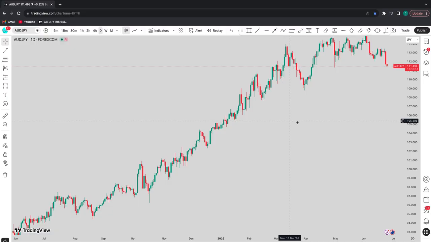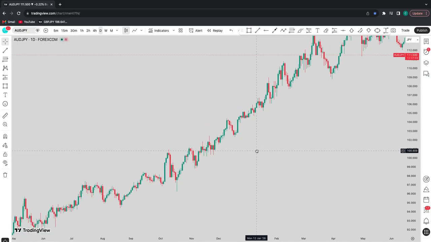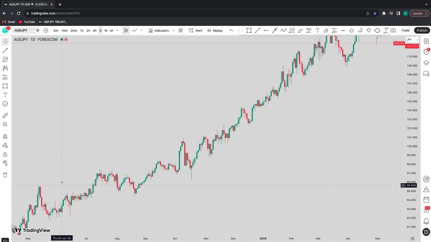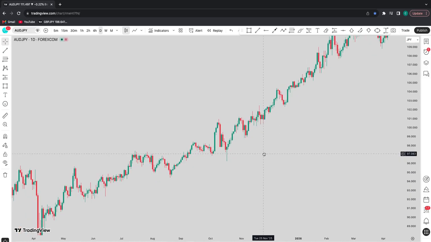So this is the AUD JPY daily chart. As you can see, the first thing I do when coming into the chart is go to my daily time frame. We're already on the daily time frame now. I can clearly see that the market is trending up, but this is not enough for me to say that yes, this market is actually in an uptrend.